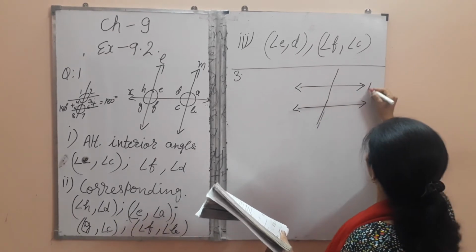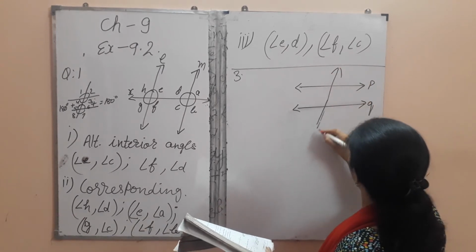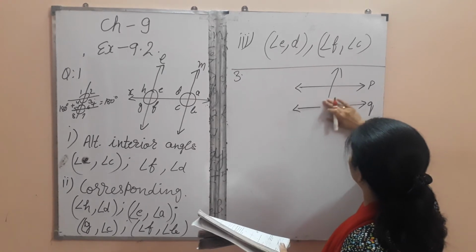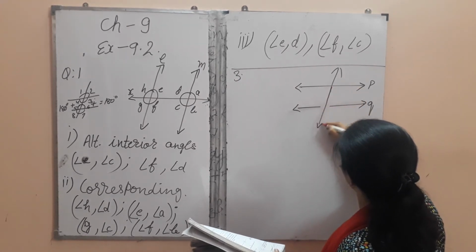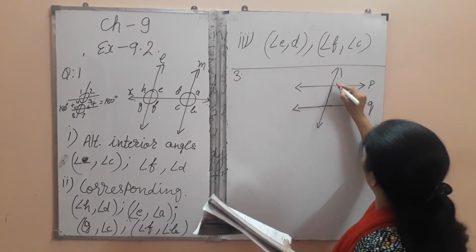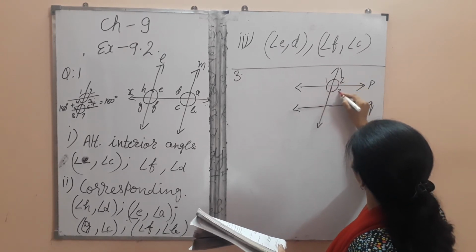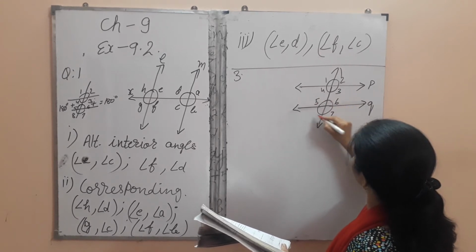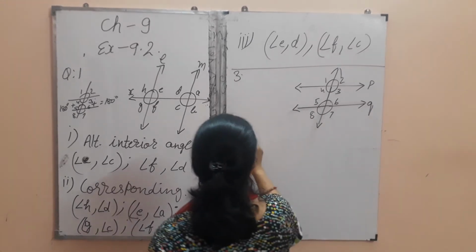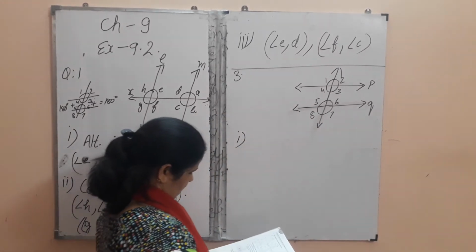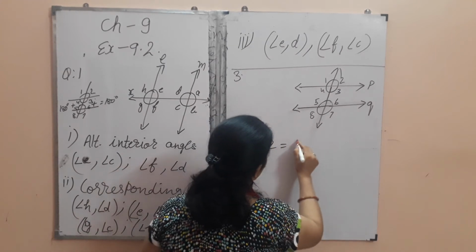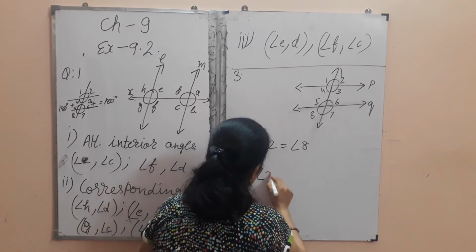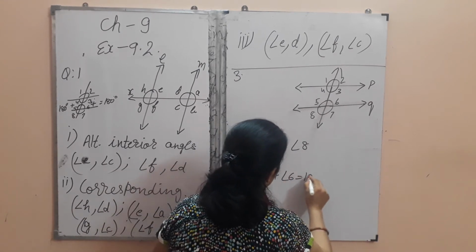This is P and Q, and angles 1, 2, 3, 4, 5, 6, 7 and 8. Now the first question is: angle 2 equals angle 8. Second is: angle 3 plus angle 6 equals 180 degrees.